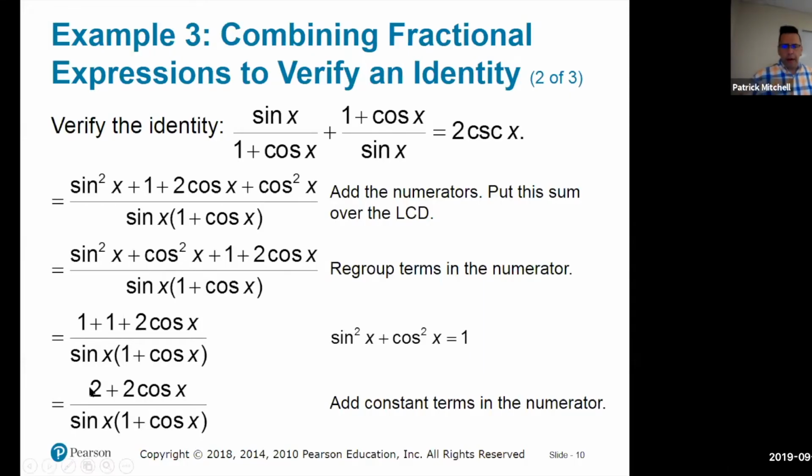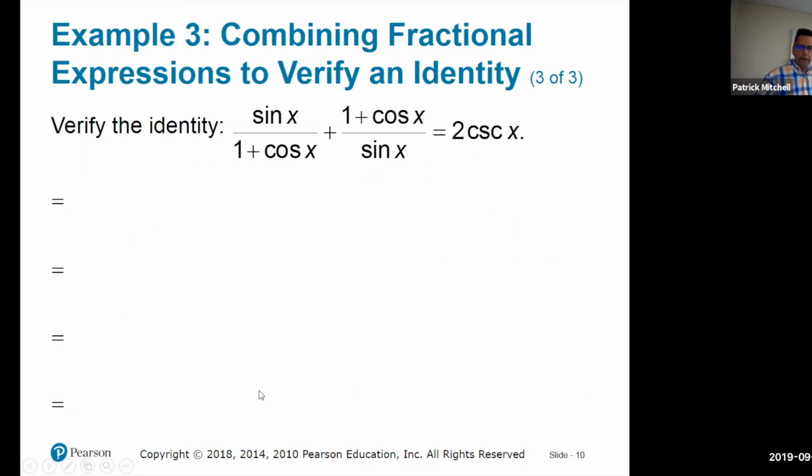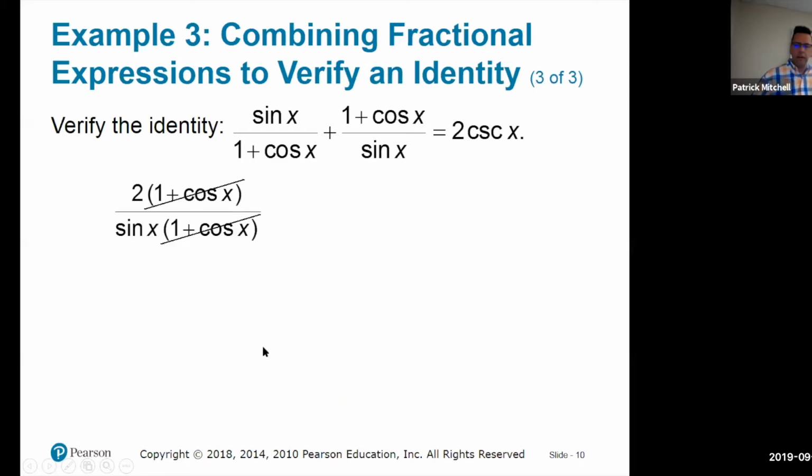Okay. All right. So now notice that in this numerator, 2 plus 2 cosine x, you have a common factor 2. So what I'm going to do now is factor out that common factor 2. And so picture what that's going to leave me with. It's going to leave me with 2 times 1 plus cosine x. And that's what you see here.